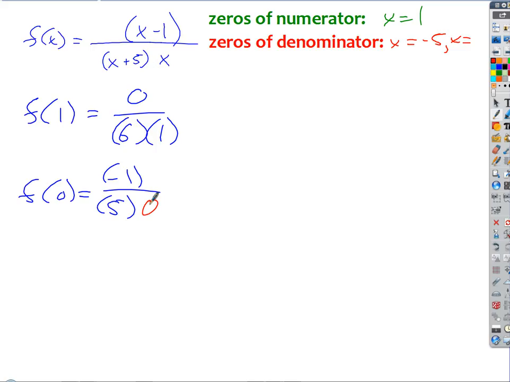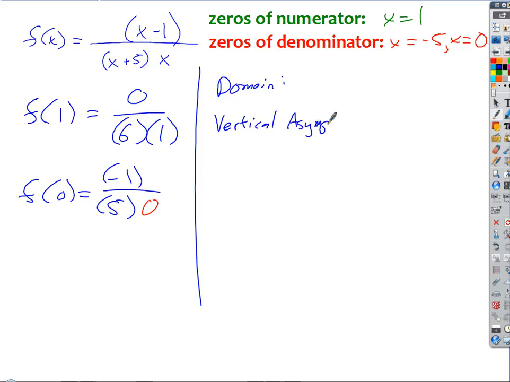Okay, so the answer was -5 and 0. So what does that tell me? Answer some questions for me then about this function up here. So I want to know a couple things. I want to know what the domain is. I want to know where there are any vertical asymptotes, any holes, and any x-intercepts.